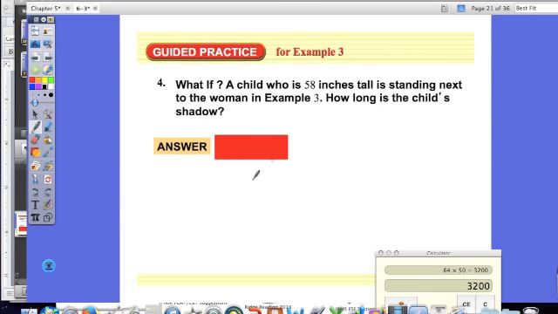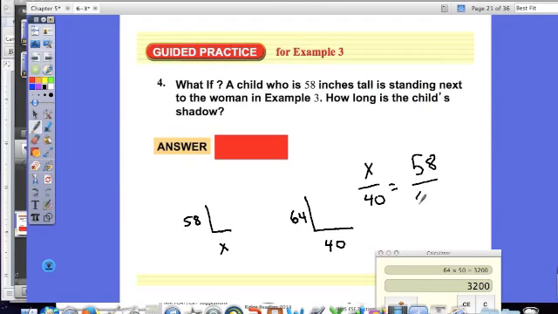Same type of problem here. If a child is 58 inches tall and she's standing next to the woman who we had was 64 inches tall, and the woman's shadow was 40 inches, how long is this shadow? So once again, I'm going to do x over 40, and that's equal to 58 over 64. So over here we have the ratio of the length of the child's shadow to the length of the woman's shadow. Over here we have the ratio of the height of the child to the height of the woman.